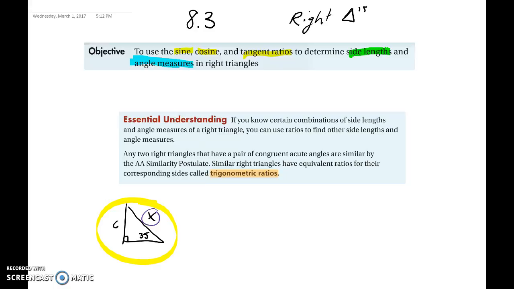So when you're given a right triangle, if you know certain combinations of side lengths and angle measures, we can solve for any other side or angle. So we would be able to solve for this missing angle, this missing side, and this missing side x. What we will use for this, and we'll talk about it in more detail in the next slide, is what's called trigonometric ratios. So let's talk about those a little bit more in detail.